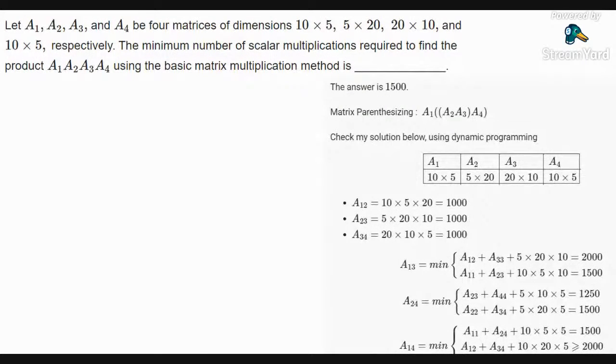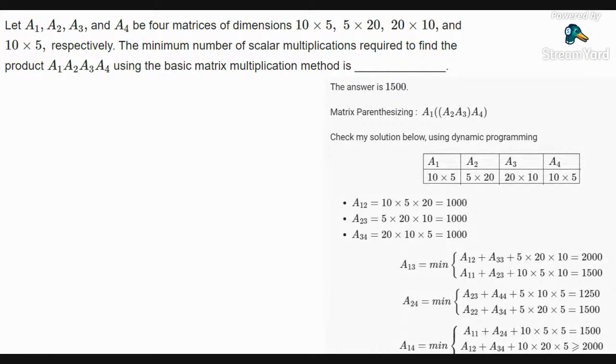After that, we will consider A12, then A23, and then A34. Here the difference between i and j is 1. How can we compute A12? The first matrix is multiplied with the second matrix, so the total number of scalar multiplications will be 10 multiplied by 5 multiplied by 20, which is nothing but 1000. So for 1,2, 2,3, and 3,4, all are coming out to 1000.